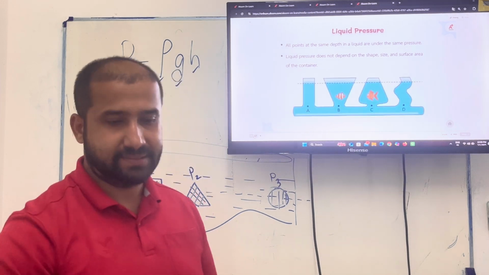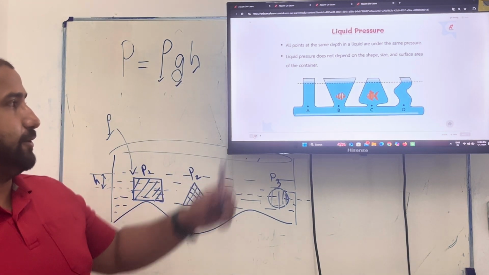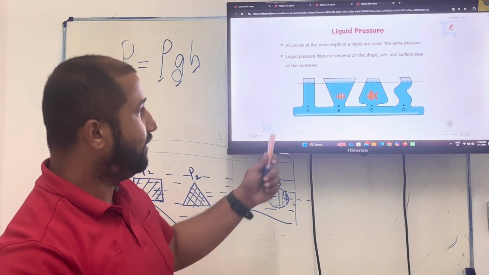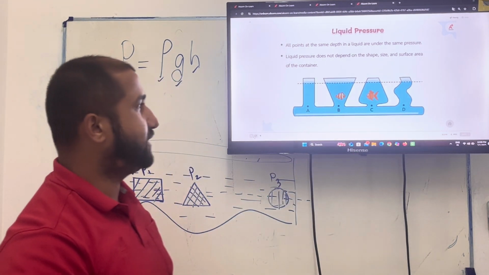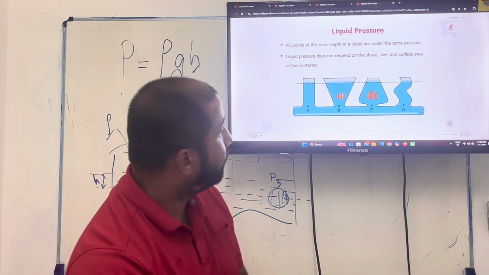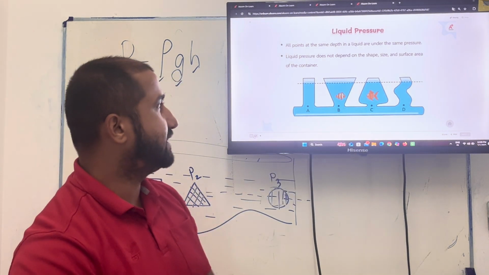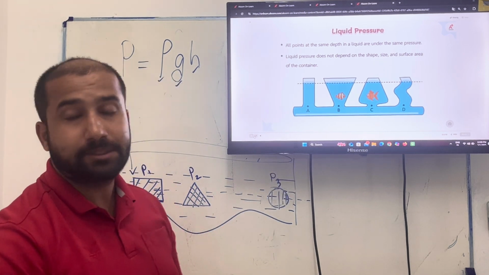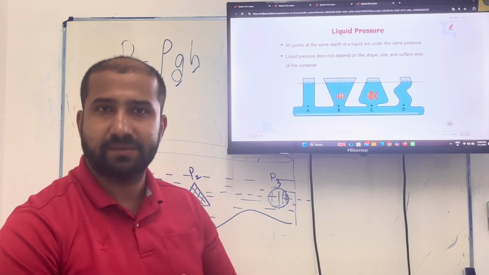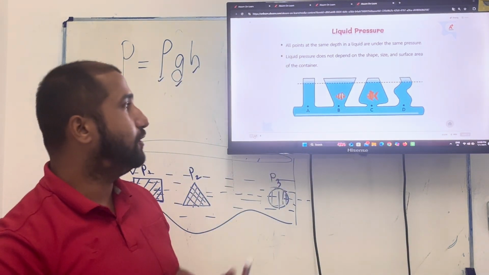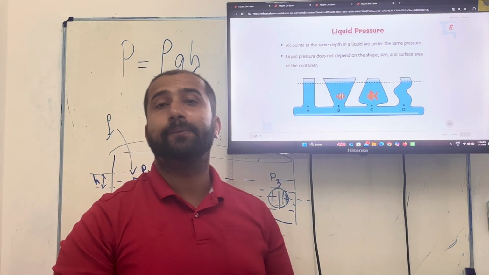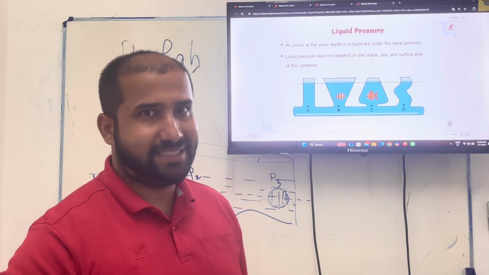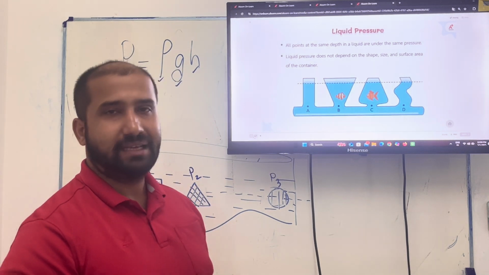Next, as you can see in the picture, similar to this one, there is another beaker. It will have three different objects. Let's say two different types of fishes are there. Which one will experience more liquid pressure? Object B or object C? Can you tell me?